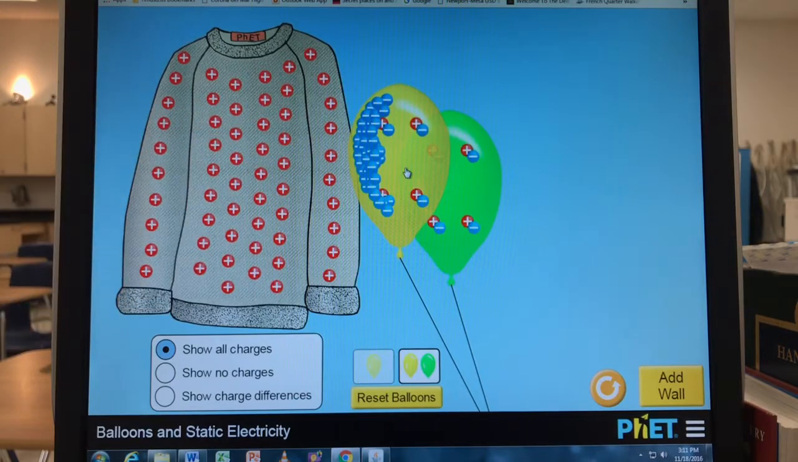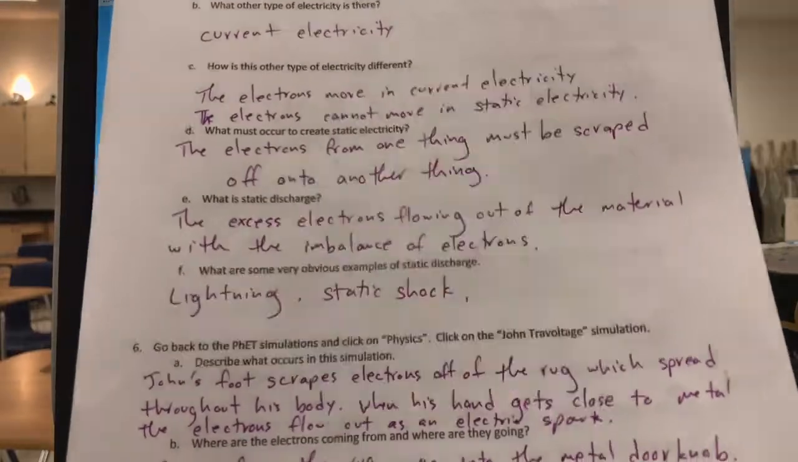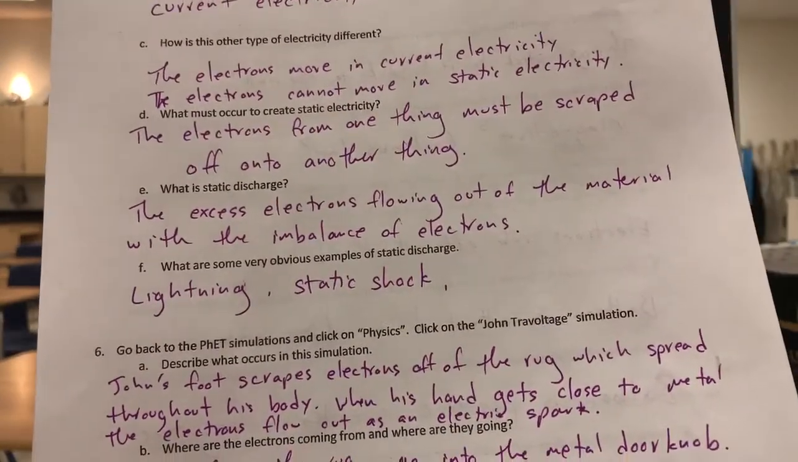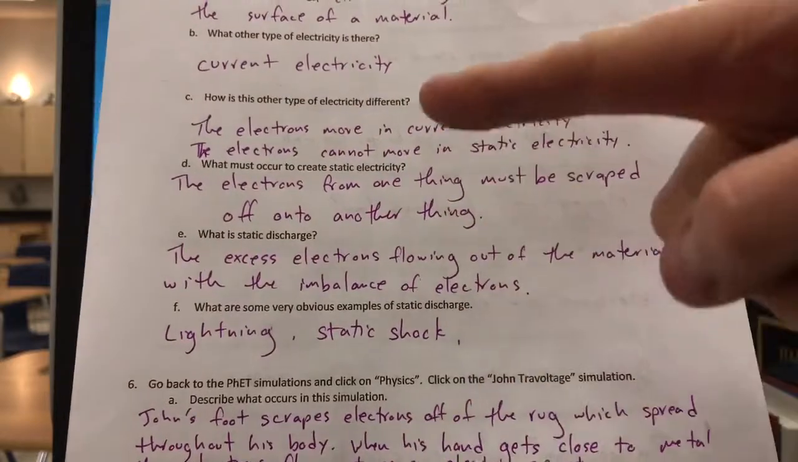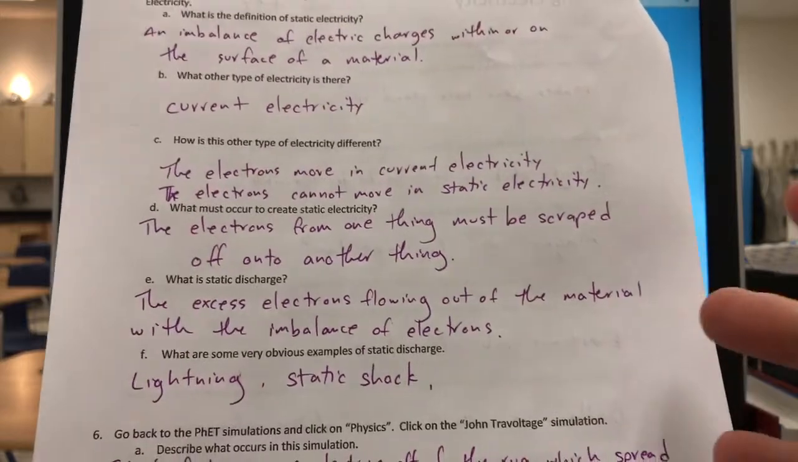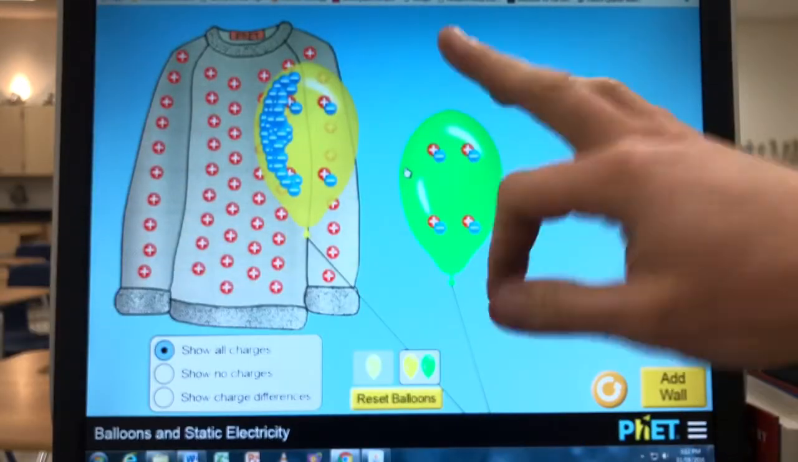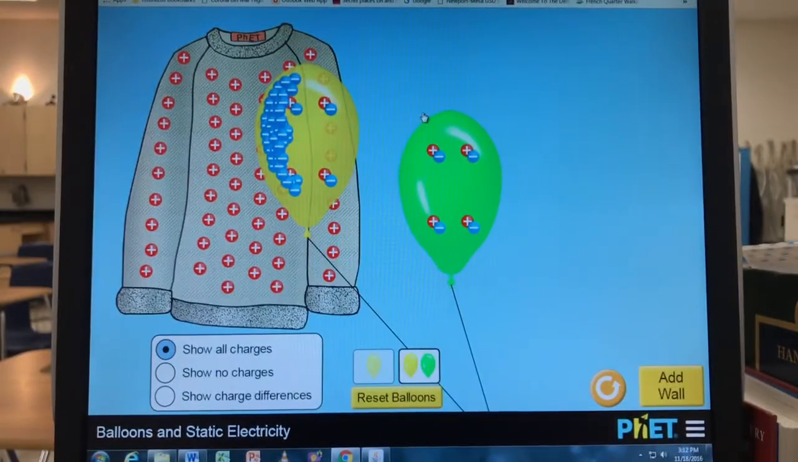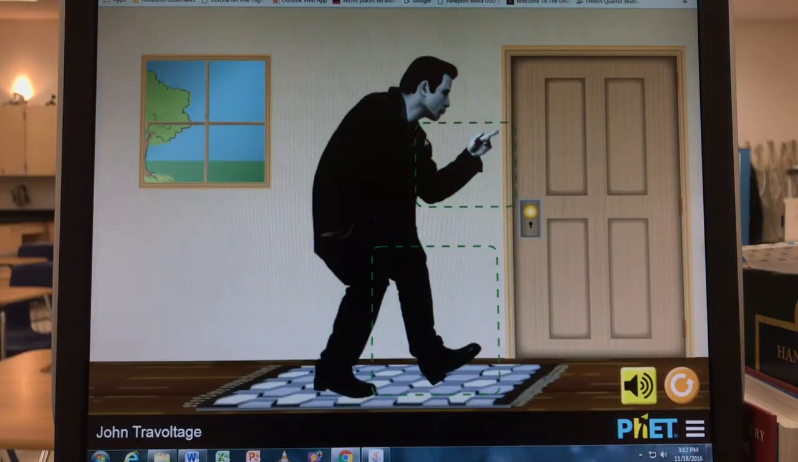So if they could flow out of the balloon, they would, but they cannot because they can't move on the surface of the balloon. But some things, some insulators where the electrons cannot move, can move the electrons a little tiny bit. So this is evident like when you have lightning. When you have a lightning strike, that is the excess of electrons in the cloud jumping down to the ground. That's static discharge. And when you shock yourself, a static shock, you rub your feet on the ground, which we can illustrate in the next simulation. So go ahead and go on to the next one, the John Travoltage simulation, which is this one.